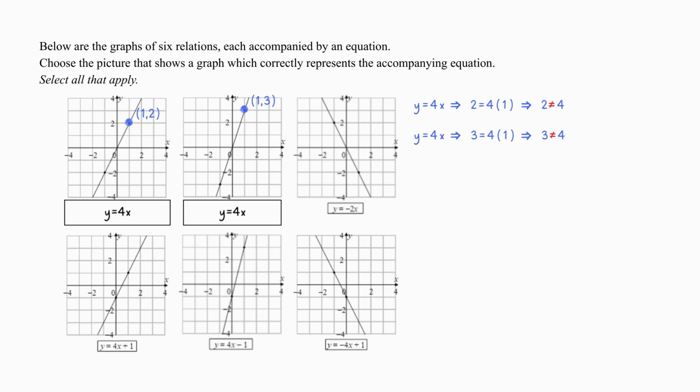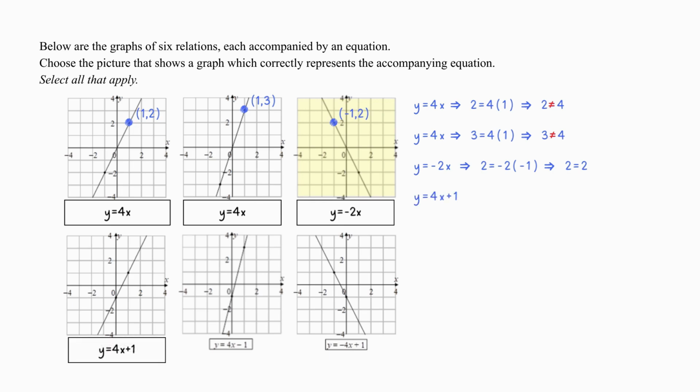How about the third function, y equals negative 2x? Let's pick the point, negative 1, 2 to test. 2 equals negative 2 times negative 1. 2 is equal to 2. Now this function belongs to the graph as both sides of the function are equal.